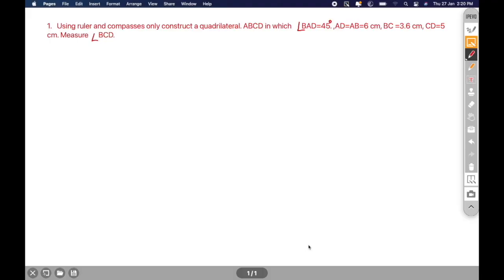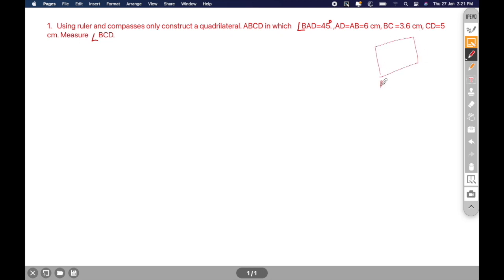This is the first question. Using ruler and compasses only, construct a quadrilateral ABCD in which angle BAD equals 45 degrees, AD equals AB equals 6 centimeter, BC equals 3.6 centimeter, CD equals 5 centimeter. Measure angle BCD. At first, let us draw a rough diagram.